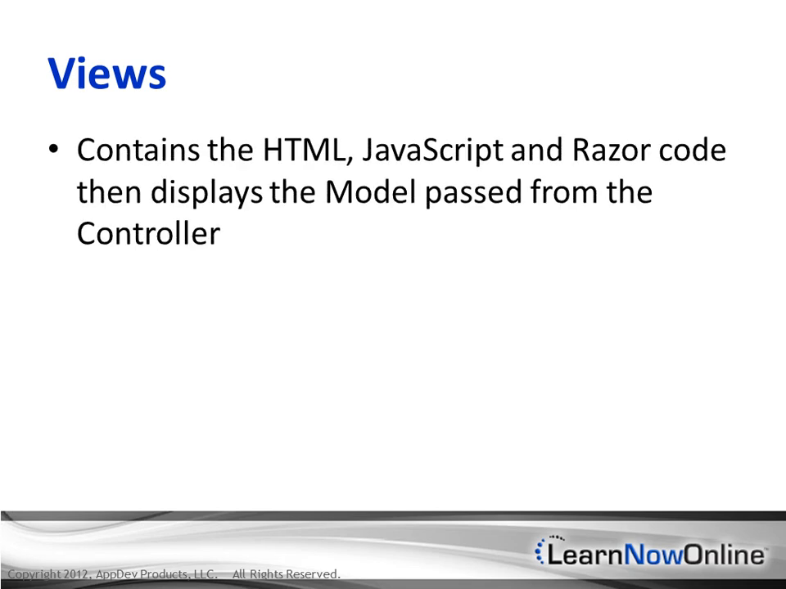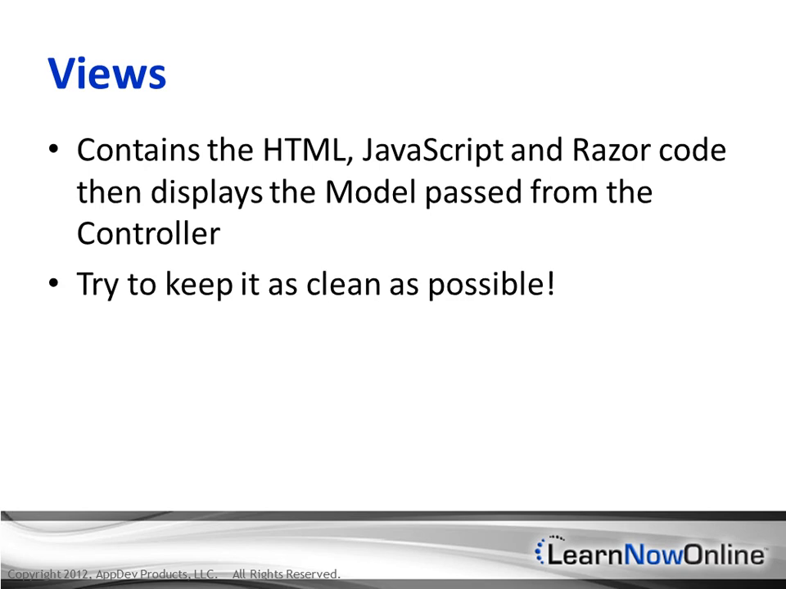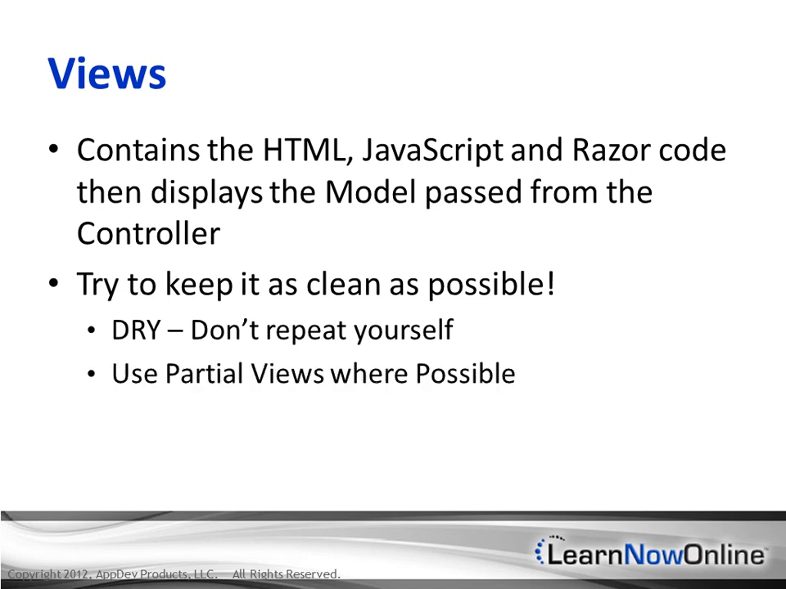Views in MVC4 are different from traditional web forms where you actually had a code behind. Here, the views contain the HTML, JavaScript, and Razor code, and then display a model passed from the controller. Here, we want to try to keep things as clean as possible by instituting the DRY method, or don't repeat yourself. We also use partial views wherever we can, and then also we use custom JavaScript libraries to assist us in user experience within the view itself.